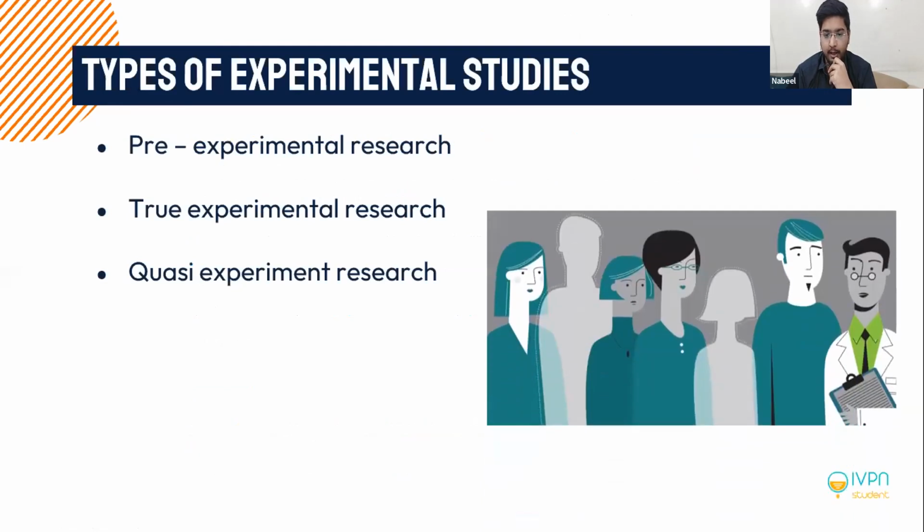Now let's come to the types of experimental studies. There are three basic types. First of all, there are pre-experimental studies. Secondly, true experimental studies, and third, quasi-experimental studies.